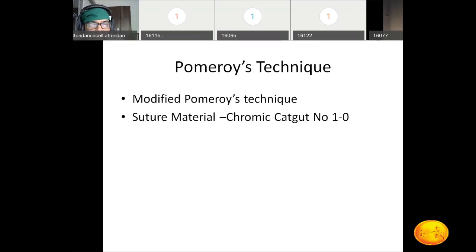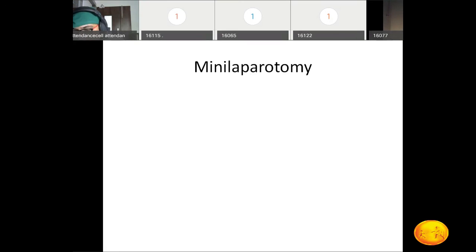This is a very common question in your viva. What is the name of the method we use for the surgery of tubal ligation? What is the suture material we use? It is chromic catgut number 1. Minilaparotomy. What do you mean by minilaparotomy? It means we will be taking a small incision, just an incision of 3 centimeters. We do this surgery, that's why it is called a minilaparotomy.